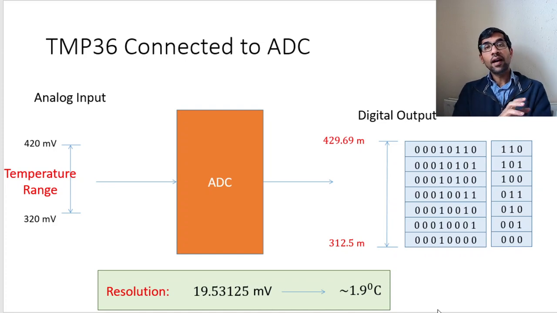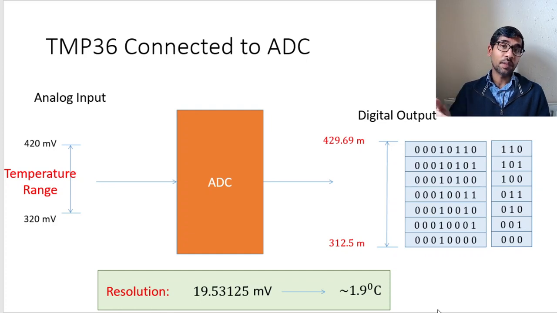Now, how do we improve the resolution of measurement? How do we make a signal conditioning system that is better than this? Because 1.9 degrees Celsius is quite a lot, right? If you're measuring body temperatures, 1.9 can be the difference between normal body temperature and a reasonably high body temperature where you are really sick. So you want a better resolution. So how do we do that?